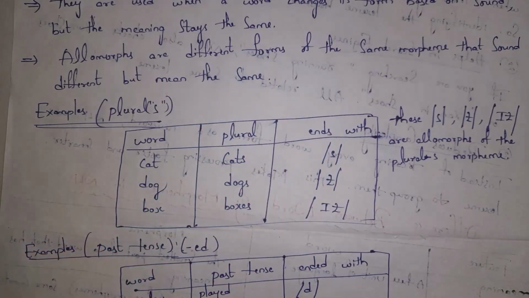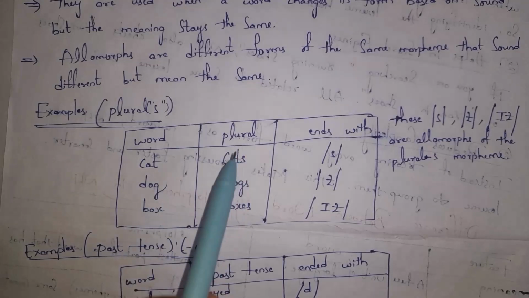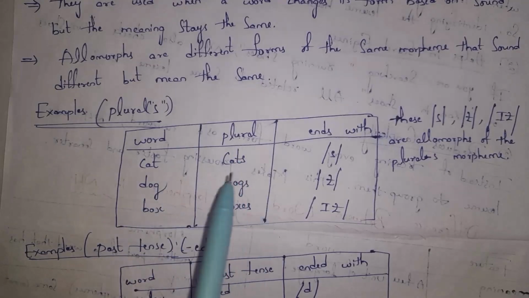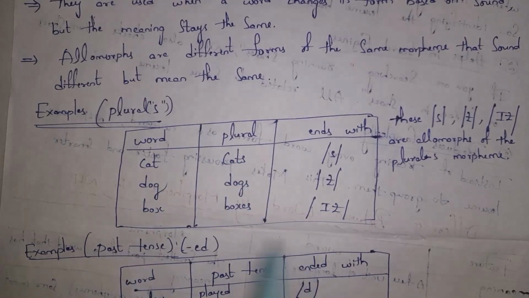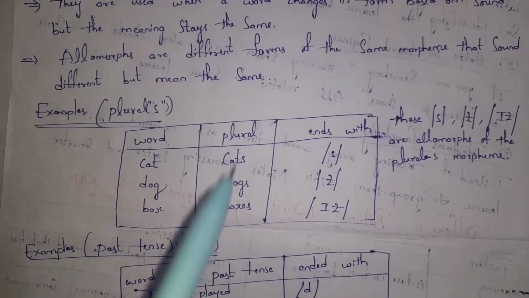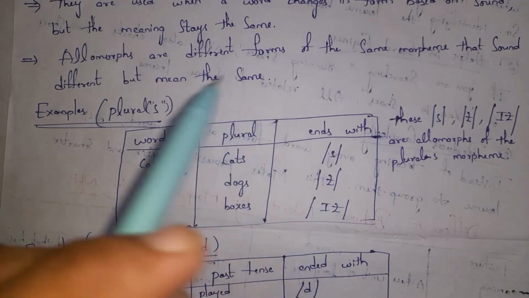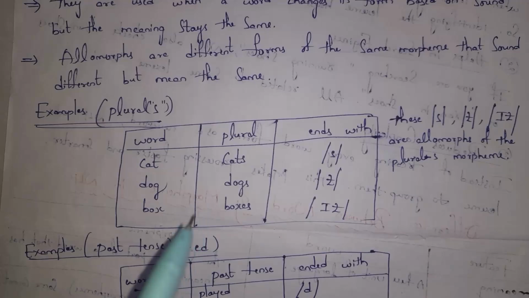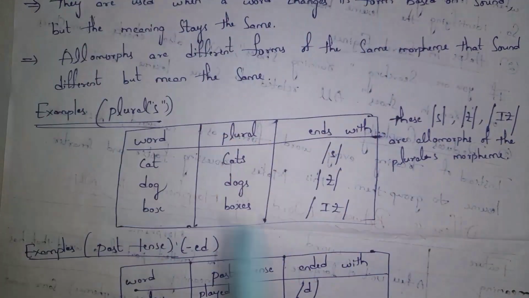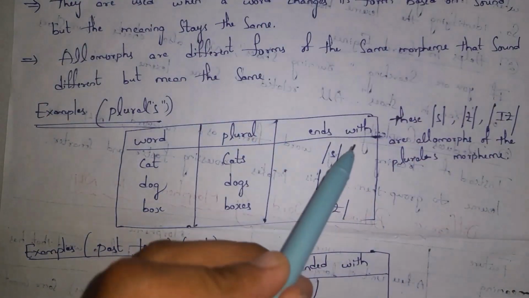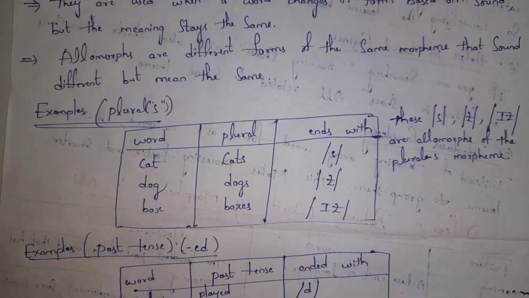But pronunciation is different. If you consider cats, ends with S, cats, S. And similarly, if you consider dogs, ends with Z, dogs. And similarly, if you consider boxes, ends with IZ. So even though all these words belong to same word part, that is nothing but all those words are plurals, this word's pronunciation is different. We call this S, Z and IZ as allomorphs.